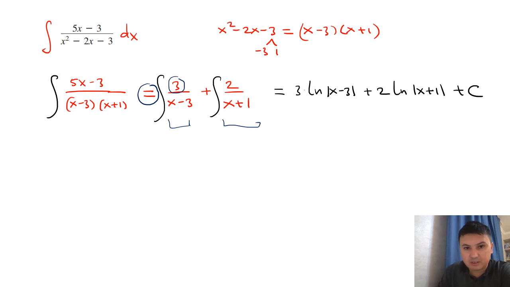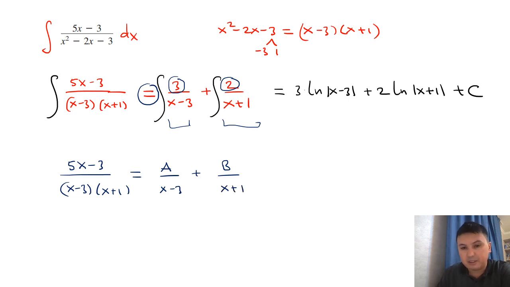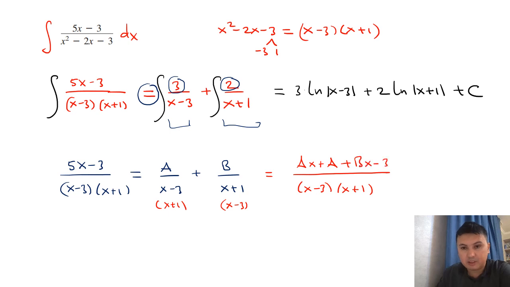But how do I get 3 and 2? Well, in this particular one, I could do the following. (5x - 3) divided by (x - 3)(x + 1), I could say, I want to write it as A over (x - 3) plus B over (x + 1). And then what is left is simply to find A and B. How do we do it? Well, you can simply bring it to the common denominator (x - 3)(x + 1). For this, you multiply the first one with (x + 1) and the second one with (x - 3), so you get Ax + A + Bx - 3B.